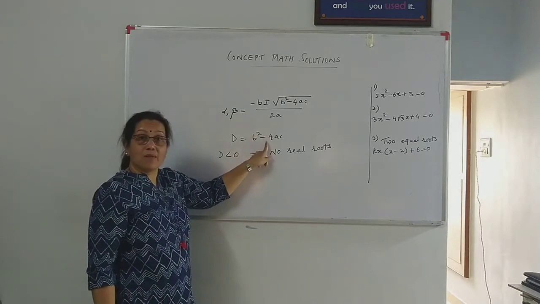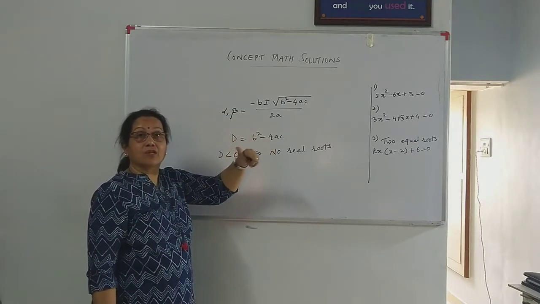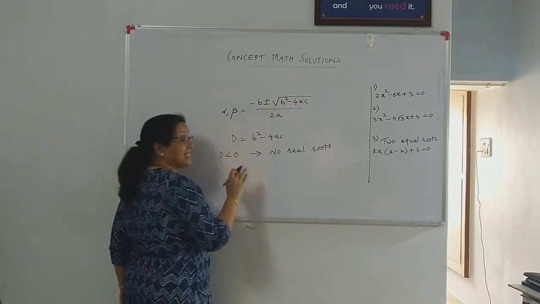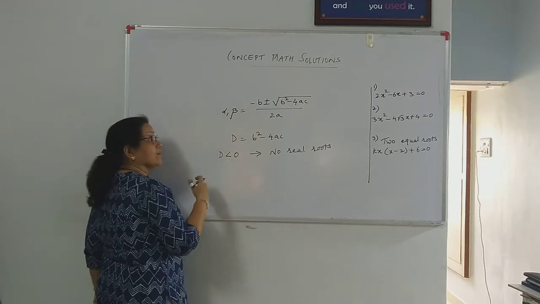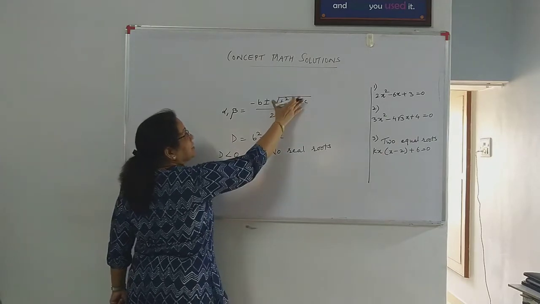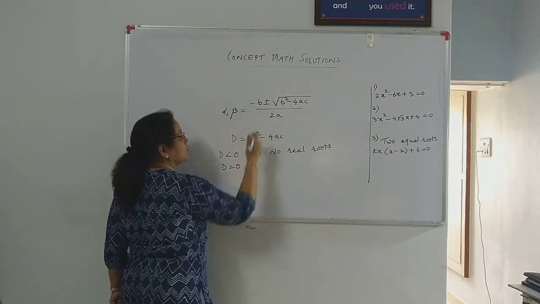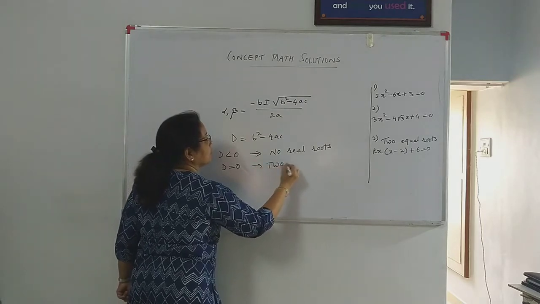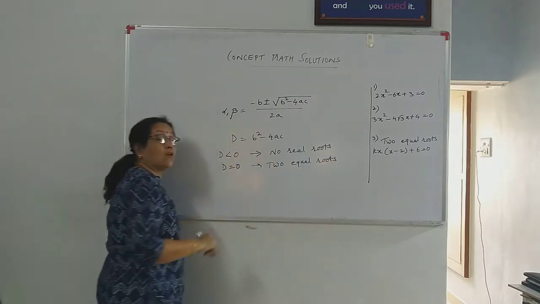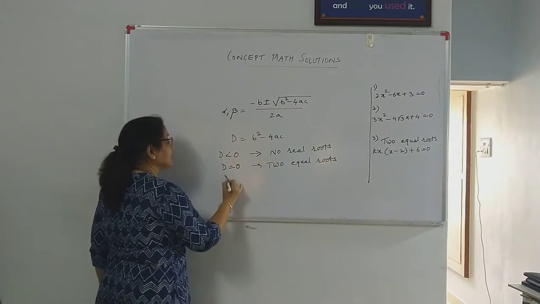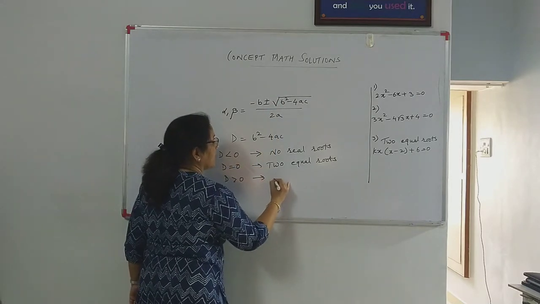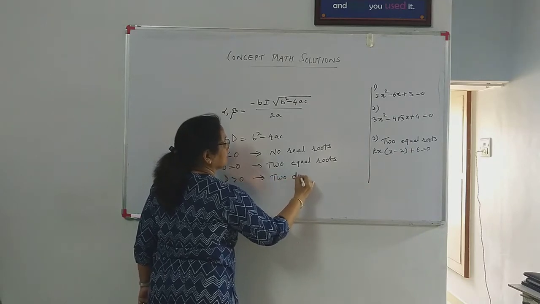So we find b square minus 4ac to discuss the nature of roots of a quadratic equation. If b square minus 4ac is less than 0, it's negative, then we conclude that it has no real roots. If D is equal to 0, then this term becomes 0, so alpha and beta both would be the same. So we say two equal roots. We have discussed this in the video on the quadratic formula. And if D is greater than 0, that is positive, then it will have two distinct roots.